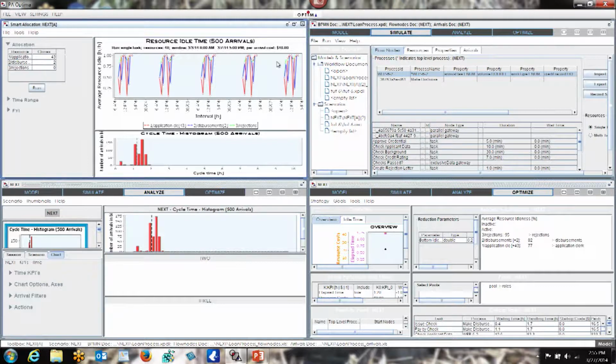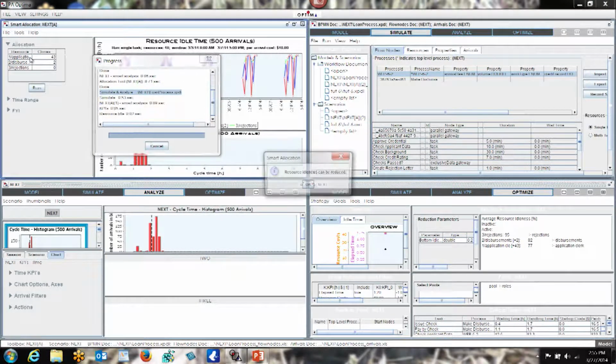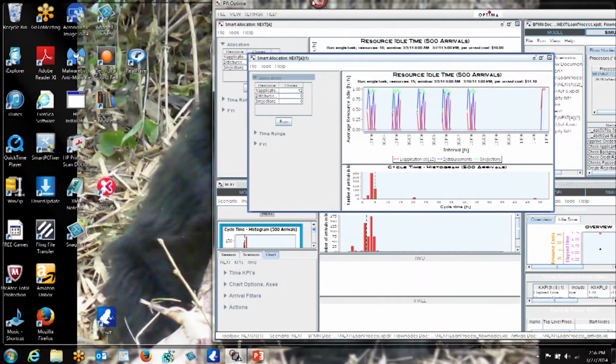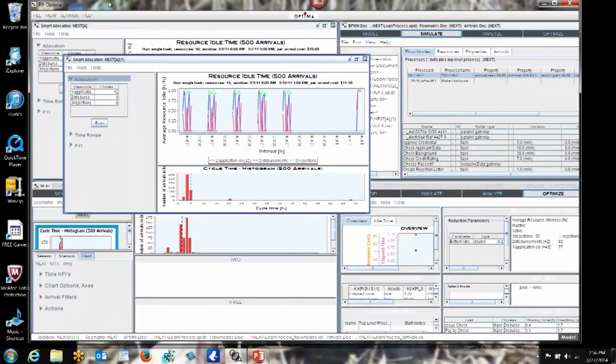Of course, we're getting the loans processed very quickly, but we're spending a lot of money to do that. So if I go ahead and run the reallocation, the idleness reduction algorithm, having run through all of this, it says we can still reduce resources, but let's take a look at what we have. That's not supposed to happen.